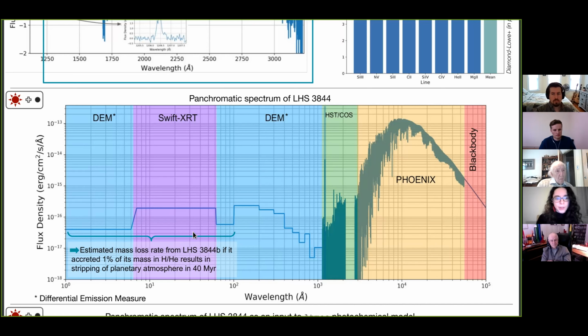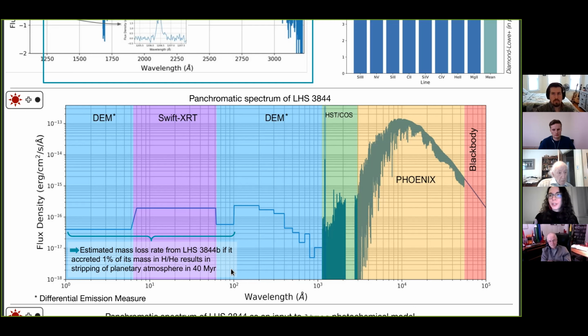So what I'm going to say is that you can actually now use a piece of this panchromatic spectrum, for example, to estimate the mass loss rate that LHS 3844b would have if it had accreted 1% of its mass in hydrogen and helium, which is about the estimate it might have accreted early from the protoplanetary disk, according to a paper by James Owen. And if that were the case, this highly irradiated planet would have lost that atmosphere in a mere 40 million years.